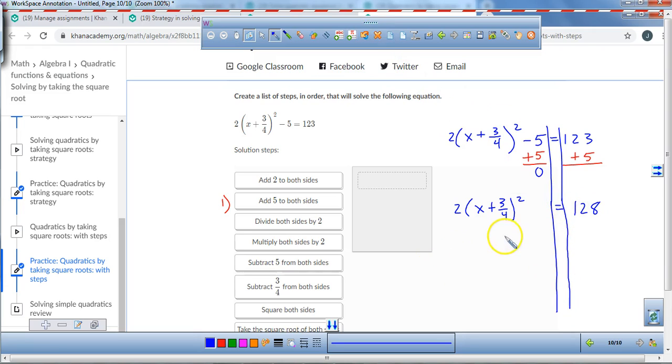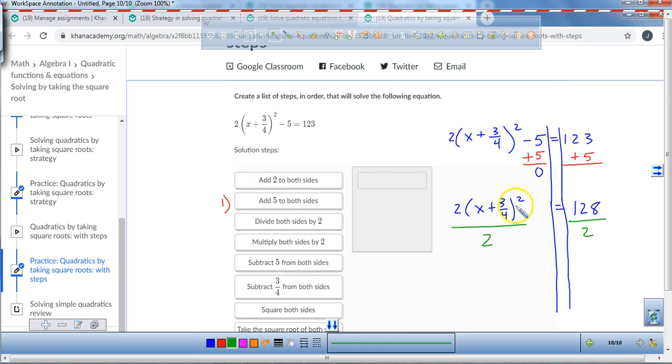That's better. Okay. Next thing I'm going to do is I'm going to divide both sides by the number 2, because 2 is being multiplied to the outside, so I'm going to divide both sides by 2. I'm going to find where it says divide both sides by 2. That's the second step. (x plus 3/4) squared equals. Now 128 divided by 2 is 64.